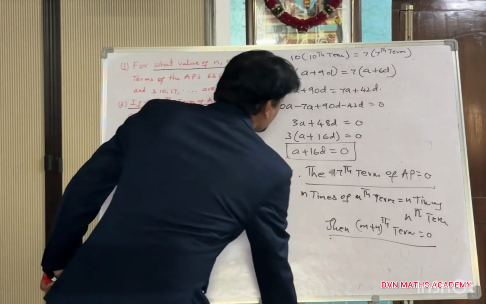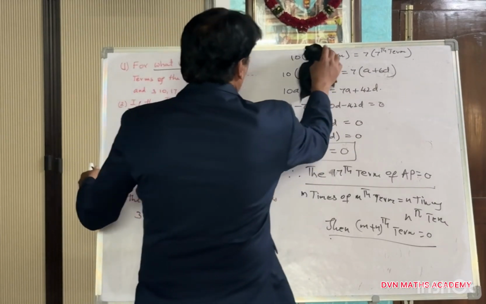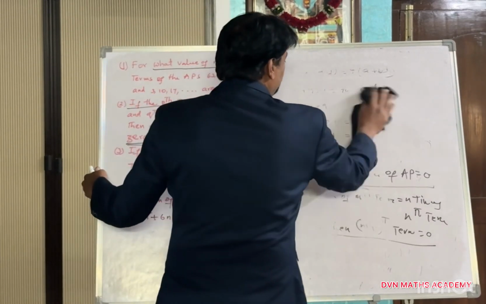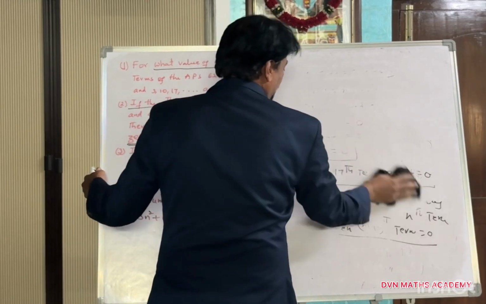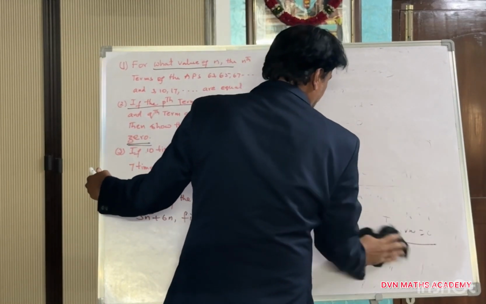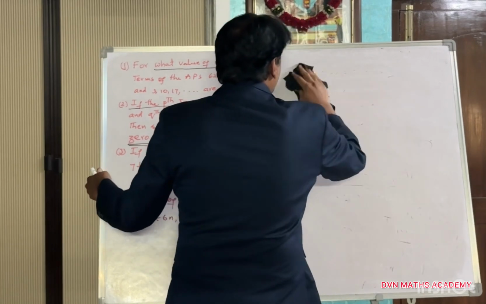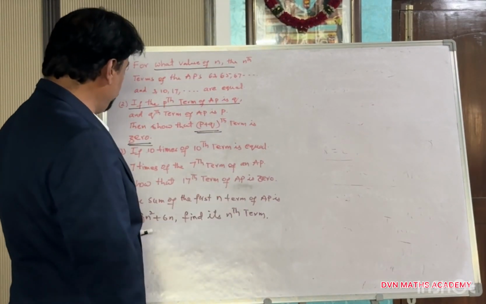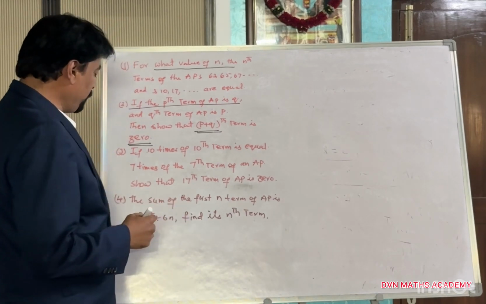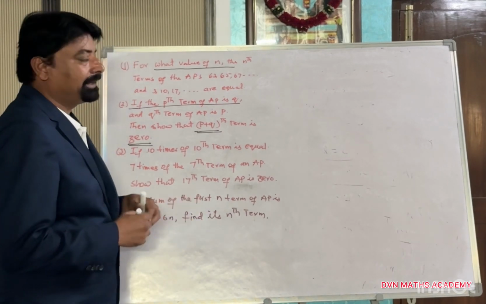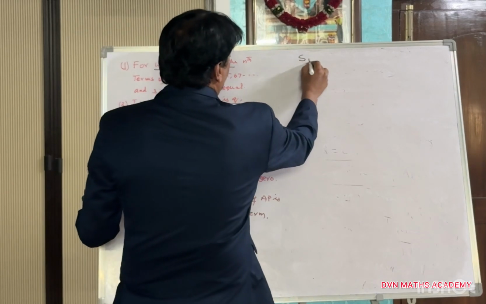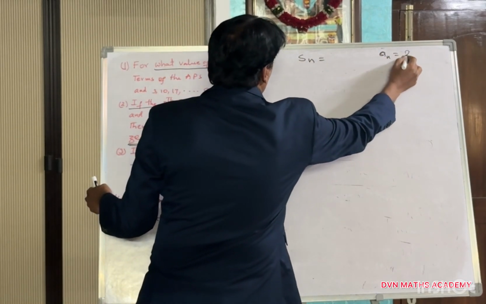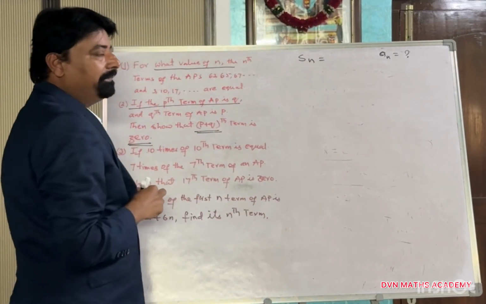The fourth question is a very important pattern question. If you concentrate on the fourth question, it is one of the important patterns. It is given that the sum of the first n terms of an AP is given by this. The sum of the first n terms is this one, find the nth term. Sn is given, the sum of n terms is given, and it is asking for an, the nth term. This pattern is very important.